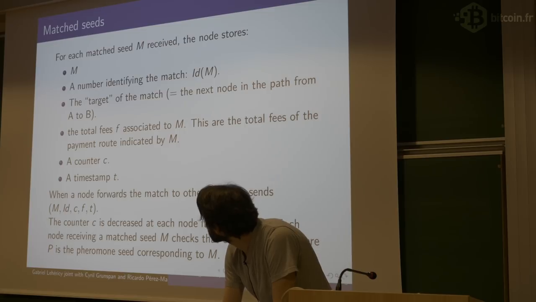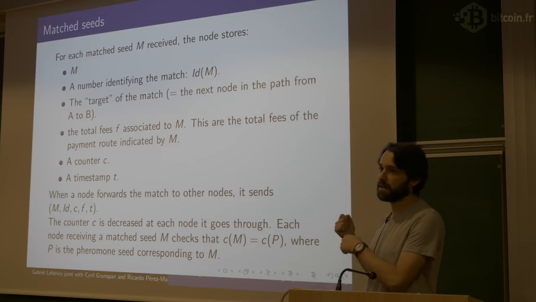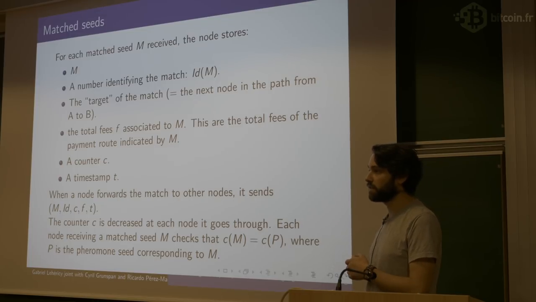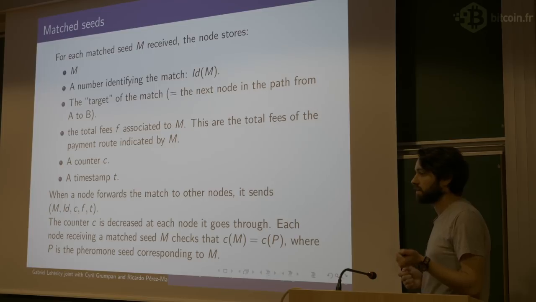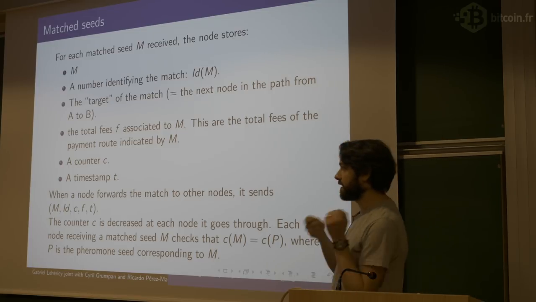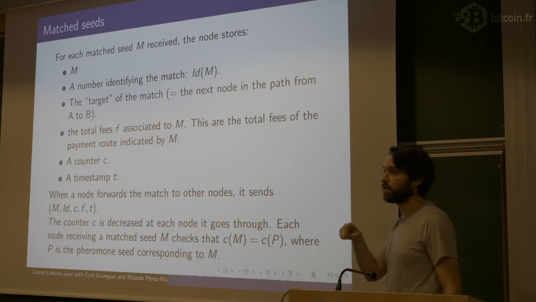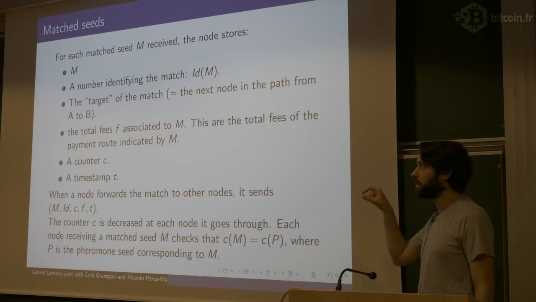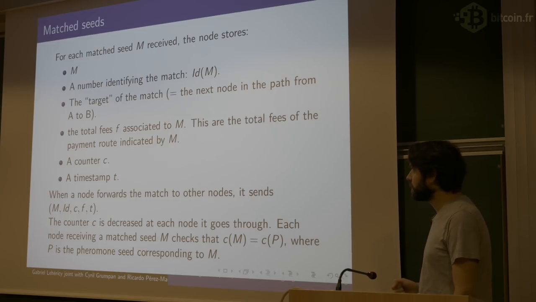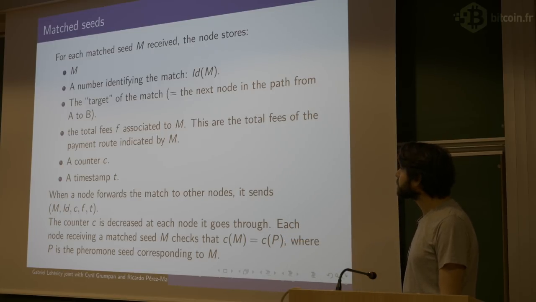Well, for merged seeds, it's a bit similar, except you also need to keep the ID, the identity of the match, as I mentioned earlier. Each match seed has an identity attached to it. And then, instead of keeping in mind the person that sent them the seeds, they keep in mind their target. The role of the match is to indicate the path from Alice to Bob. So they only keep in memory the next node in the path. That's it. That's all they need to keep in memory to trace the route.